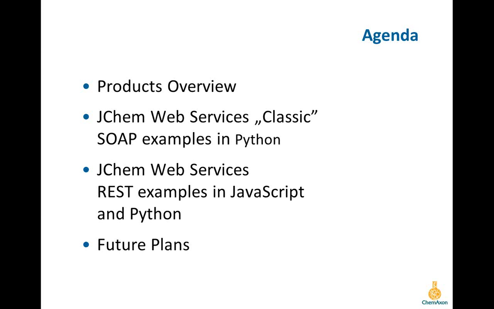I will start to talk about the old one, the JChem Web Services Classic, and I will show some SOAP examples in Python, and then I will talk about our brand new product which we developed in approximately the last half year, which is a brand new REST API, and I will show some JavaScript and Python examples, and then I will shortly talk about the future plans, and after that I will be ready to answer questions.